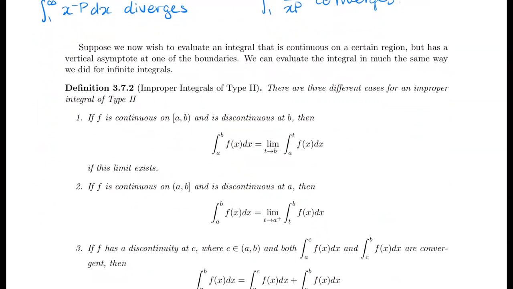If f is continuous on [a, b), where a is closed and b is open, and it's discontinuous at b, then we say that the integral from a to b of f(x) dx is equal to the limit as t approaches b from the left of the integral from a to t of f(x) dx, provided that the limit actually exists. And similarly for the second case, but this time when a is open and b is closed, so f is discontinuous at a, and we would have a similar expression.